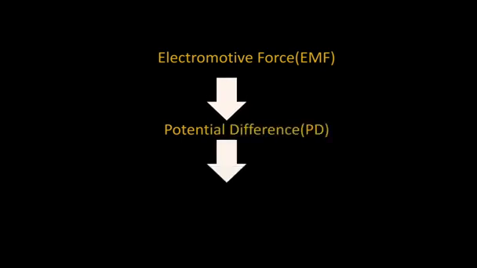Electromotive force is required to maintain the potential difference, and potential difference is required to maintain the flow of electrons, or to maintain the flow of current. So I hope you understood clearly the difference between electromotive force and potential difference.